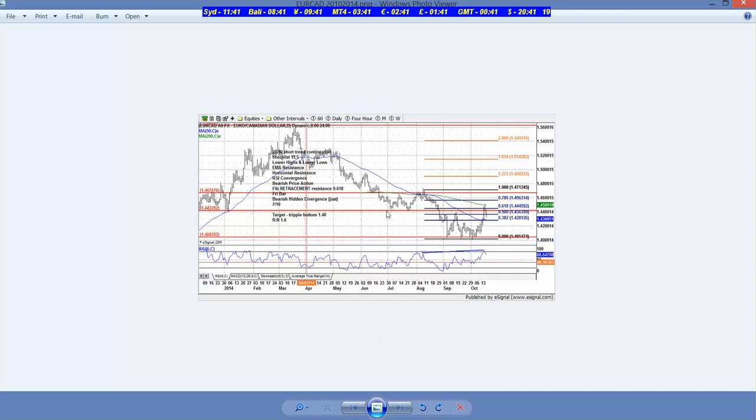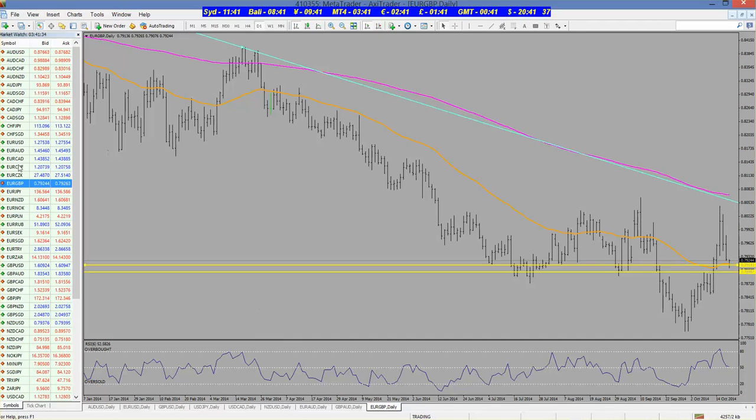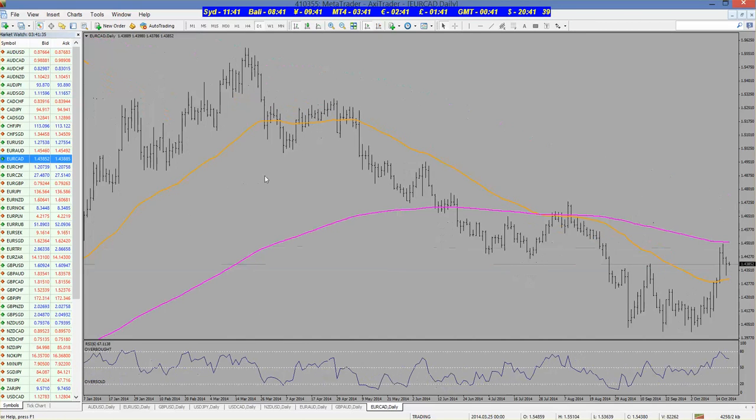Euro CAD. Well, you could argue this is a cycle, and what would this be then? Is this a phase 2? But you get a triple bottom here. It's a little bit messy, but again, if we look at this in terms of, let's go and have a look at the weekly.